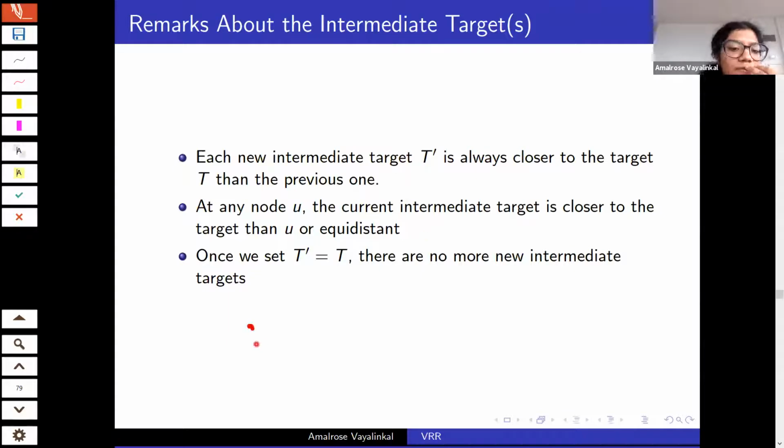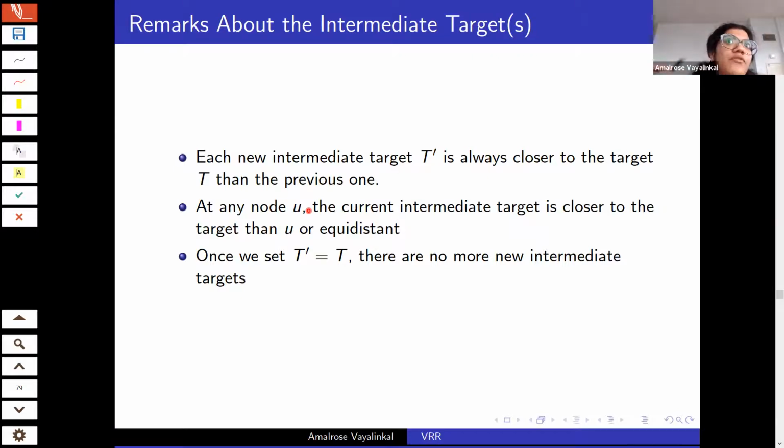But let's think about V, some node V that sends the message to U. So we know V is a physical neighbor of U, right? And say the intermediate target is T prime. And at V, we have that T prime is in the set of V, but also so is U, because U is a physical neighbor of V.